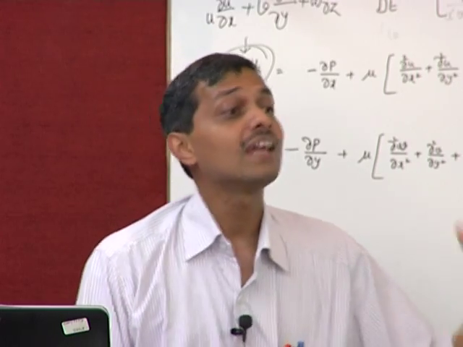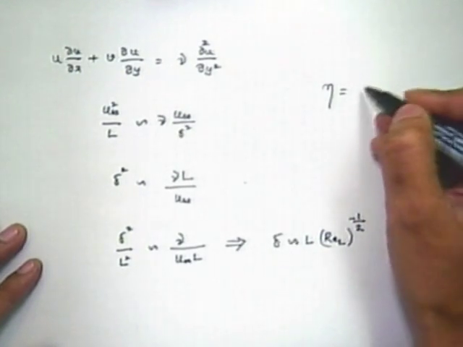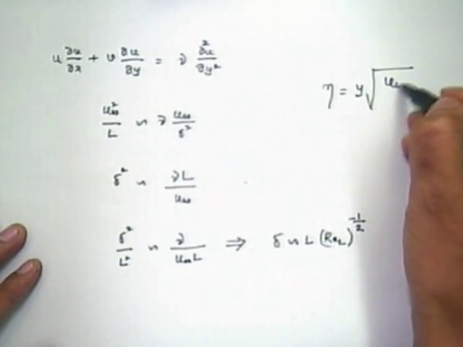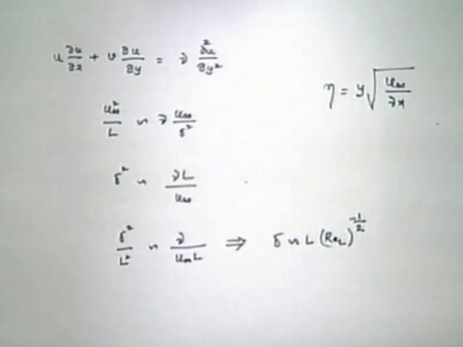But why did I do this? Because I am going to use a similarity variable eta equal to y into square root of u infinity by nu x. Because what am I trying to do? In semi-infinite medium, what did we do?